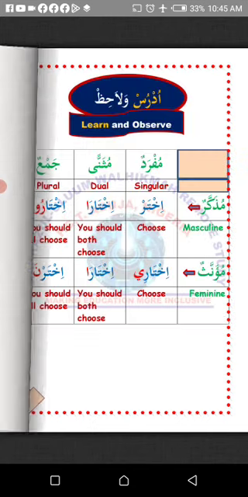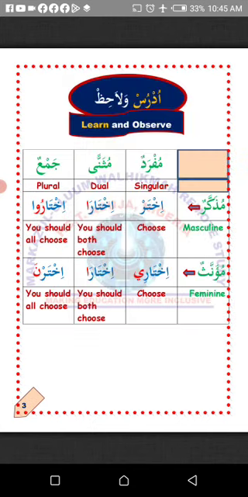MashaAllah. Udurus, learn, walahis, and observe at the same time. Mufradun, singular. مثنى, dual. Jamu, plural.